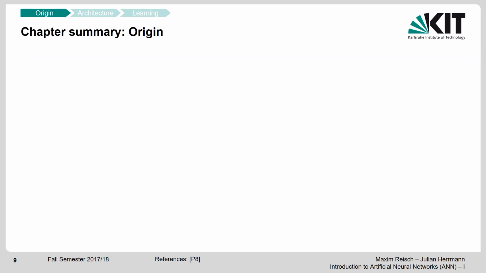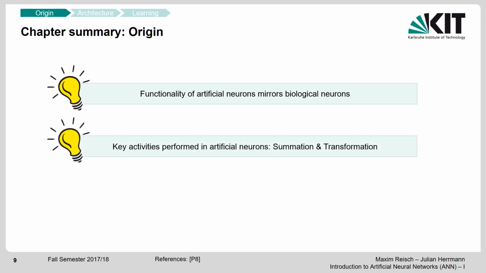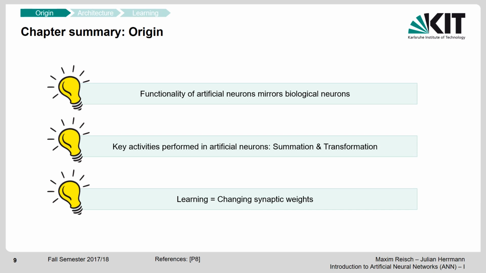Alright, before we move on, let's take a second and pull together the key learnings of this section. First, artificial neurons just mirror the functionality of their biological counterparts. Second, within a neuron, two key activities are performed: first, a summation happens, followed by a transformation. And lastly, learning is done through increasing or decreasing synaptic weights.